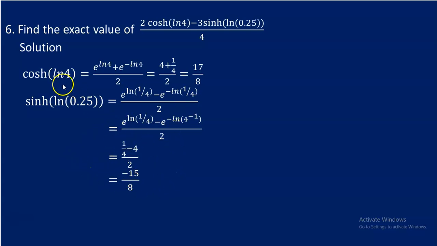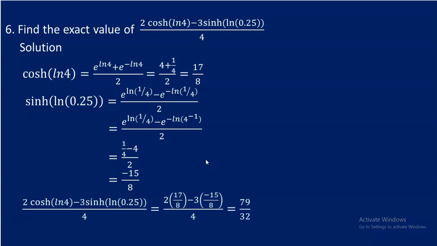Now we have determined what cosh of ln 4 is, so in place of this we need to use 17 over 8. So here 2 times 17 over 8 is expected. Then here minus 3 times this expression, but sinh of ln 0.25 is already calculated, as can be shown here. So negative 15 over 8 is copied and pasted here. So you see the expression is going to be like this. So look, cosh of ln 4 is calculated. It is 17 over 8. So 2 times 17 over 8 is going to come. This 2 comes directly from this one. And here minus 3 is again taken. So sinh of ln 0.25 is negative 15 over 8, times 3.